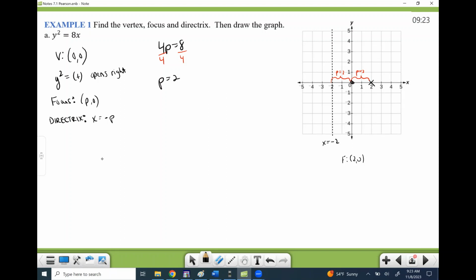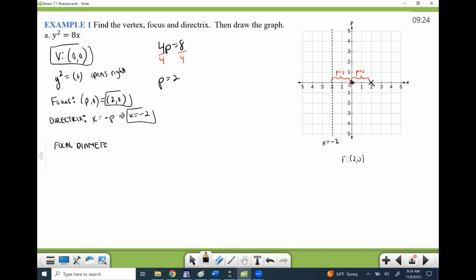All right, well, we know p is 2, so let's go ahead and substitute in. Okay, that's what we had for our focus, looking good. And then if we do x = -p, then x = -2 would be our directrix. So we found the first 3 things. So now for the width, there's kind of 2 schools of thought. I think the easier way is to get the focal diameter, because that's super easy.